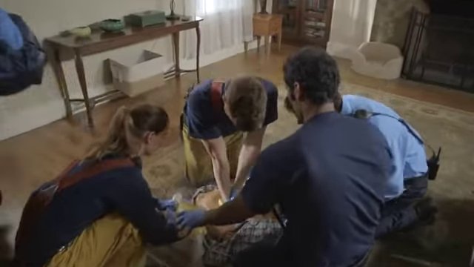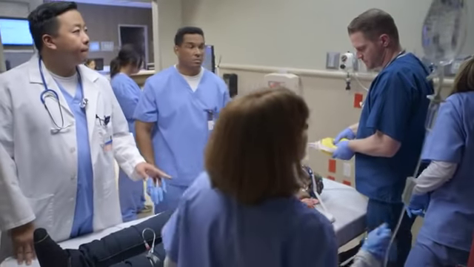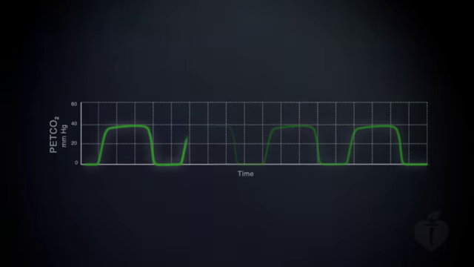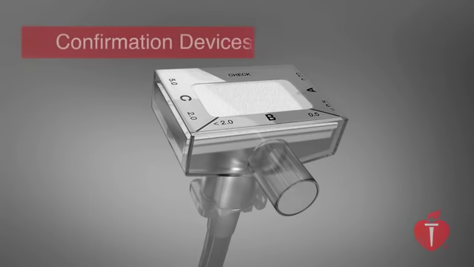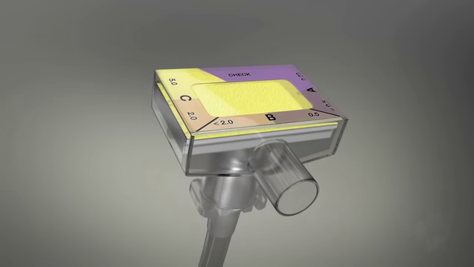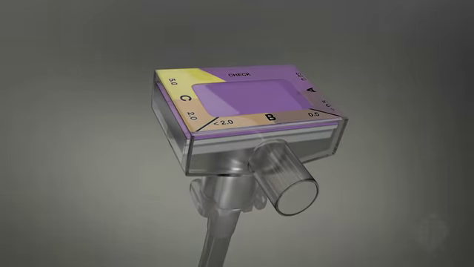In both arrest patients and post-cardiac arrest patients, ventilation and perfusion must be optimized to prevent lung injury, cerebral ischemia, and cardiogenic shock. The use of waveform capnography can dramatically enhance your ability to manage cardiopulmonary patients. Another type of CO2 detector, the colorimetric end-tidal CO2 detector, simply changes color when it detects CO2.